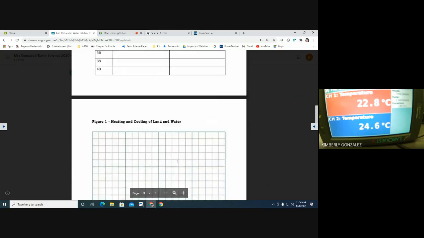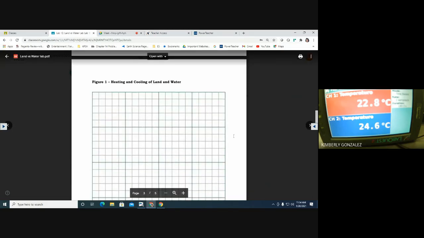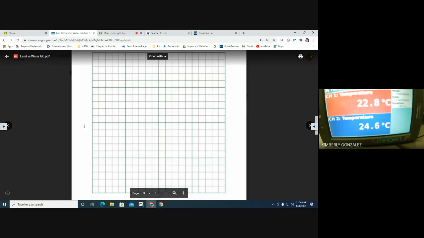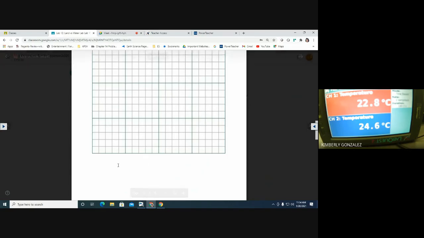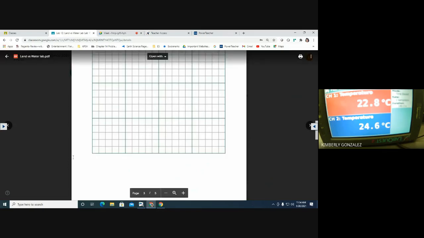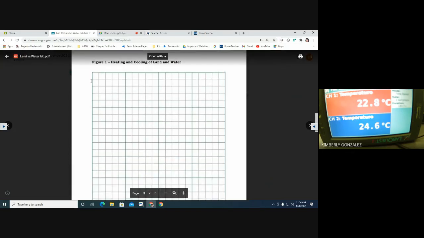Here, you are going to create a curve. On this curve is going to be temperature versus time. Okay, so temperature is going to go on the y-axis, time is going to go on the x-axis. So it's going to be temperature versus time. Now you should be able to get all 40 minutes down here. Okay, but I don't want your graphs to only fill up the bottom of this page. I want you to fill up at least 3/4 of this page of graph paper.